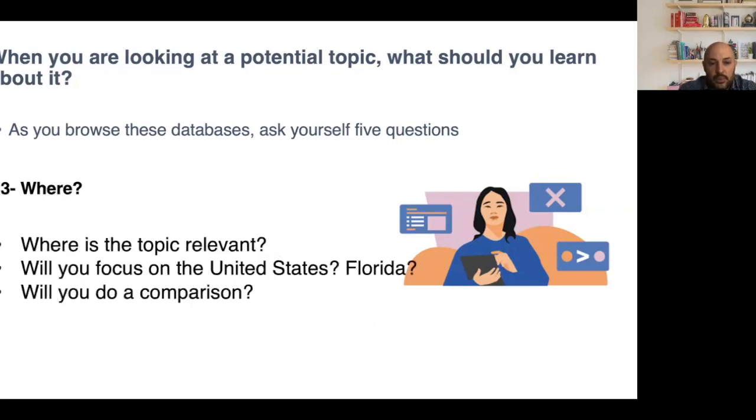Another important question is where. Where is the topic relevant? Where can you connect your topic? Where is the location of your research? Will you focus on the United States, Florida, globally, locally, developing countries? It's very important where this research is focused, where it is happening, where you are conducting your research. It matters if you are comparing the United States and Middle Eastern countries or Latin American countries.